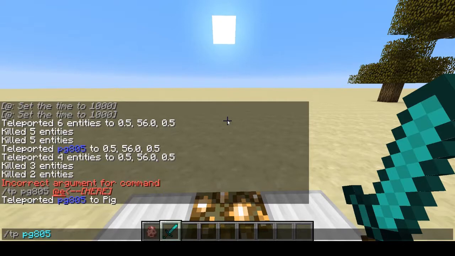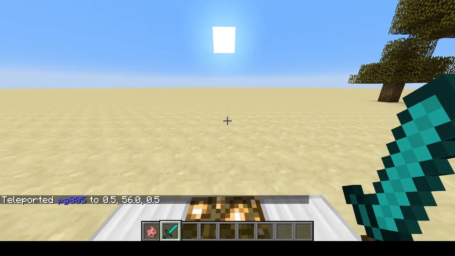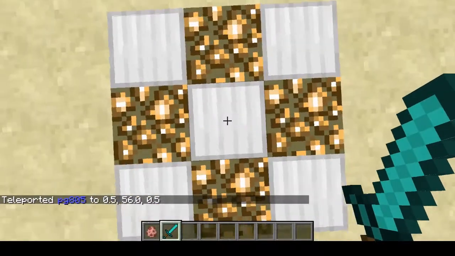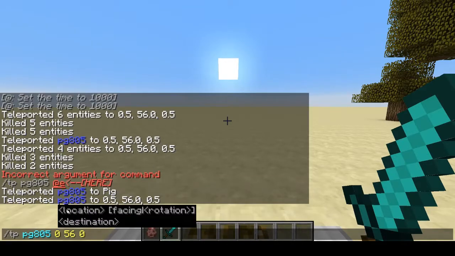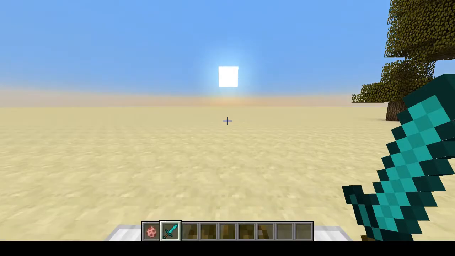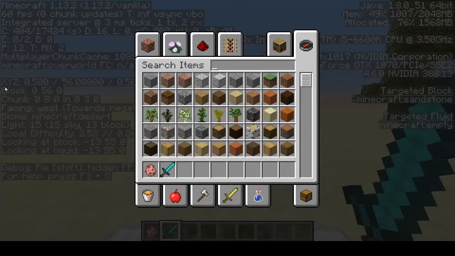Now, let's say there isn't an entity where you're trying to teleport. The other way that you can teleport is using coordinates, right? So I often do 0 56 0, because that's where my ground is, and it teleports me right here. You'll notice I actually typed in 0 56 0, but it put me at 0.5, 56.0, and 0.5. I put in integers, and it teleported me to a float, technically, in terms of actual coordinates.